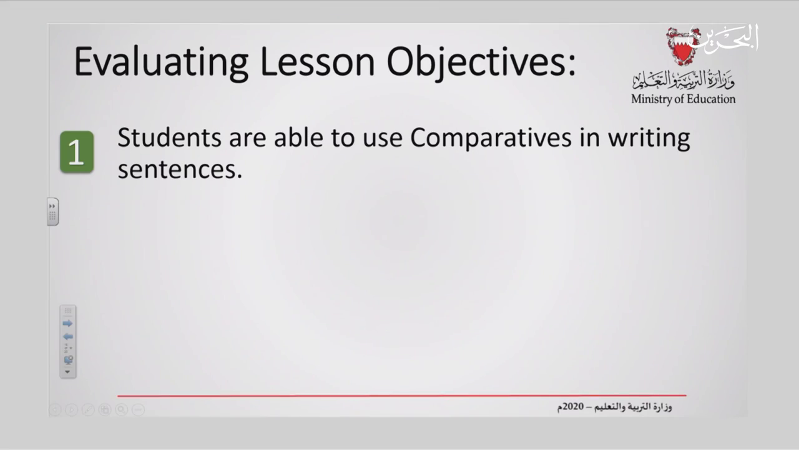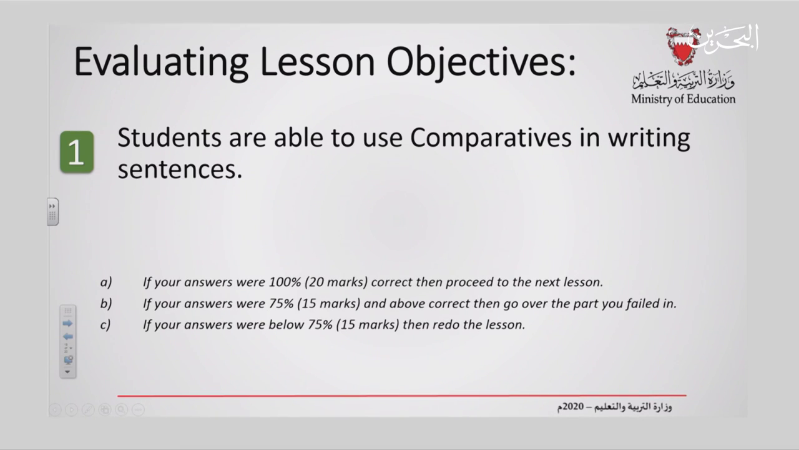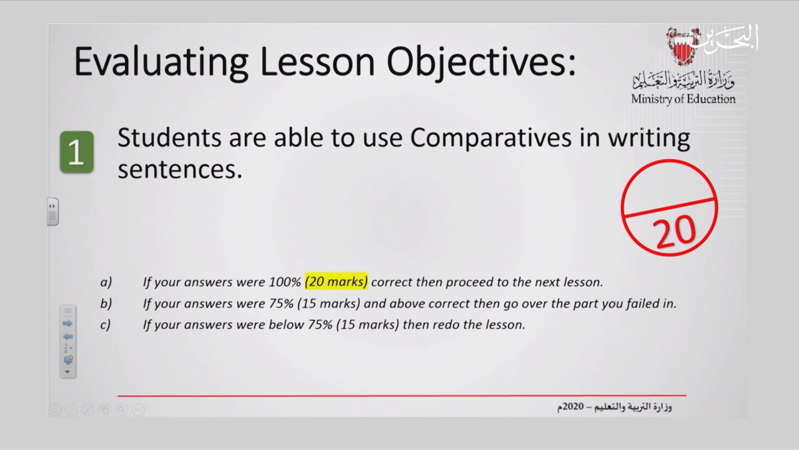Evaluating lesson objectives. Now, you are able to use comparatives in writing sentences. And you have a total mark of 20. Now, if you have 100%, that means 20 marks, correct answers, then proceed to the next lesson. If you have 75% or above, that means 15 marks, you can go back to the lesson, to the part you failed in, and redo that. If you have 75% or lower, that means 15 marks, redo the whole lesson.